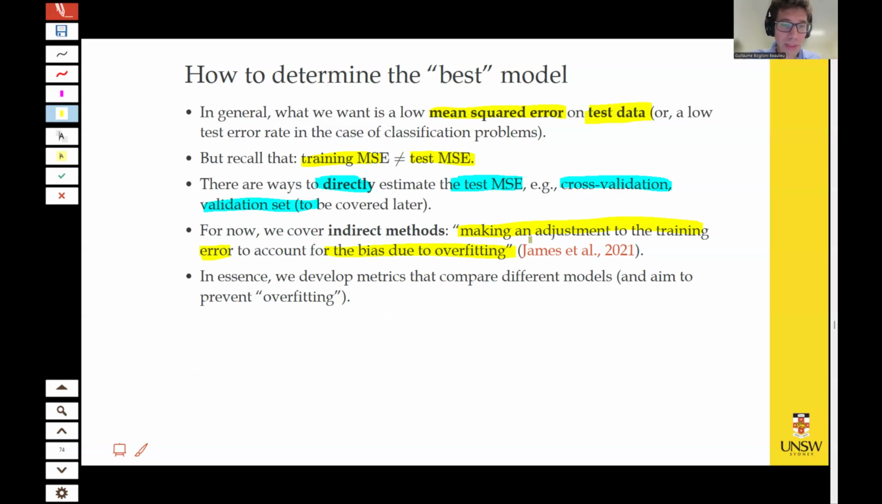And what we do is essentially this. We develop a few different metrics that compare different models, but we're going to see that they're not the R squared, because the R squared is prone to just including too many variables in the model. So those metrics are trying to prevent overfitting.